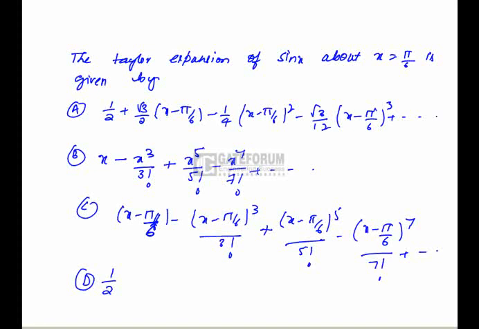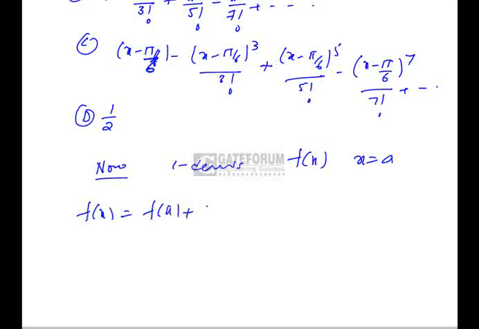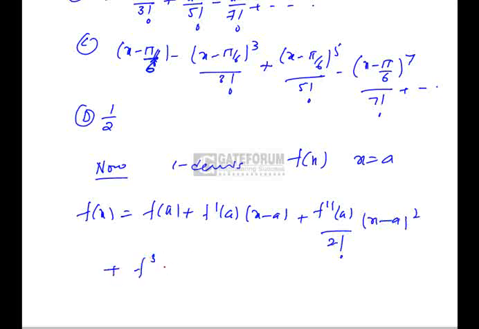Now in this problem, we have to find the Taylor expansion of sin x at x equals pi by 6. Taylor expansion in one dimension, if f of x is any function at x equals a, is given by the formula f of x equals f of a plus f dash a into x minus a plus f double dash a by 2 factorial into x minus a whole square plus triple differentiation of f of a by 3 factorial into x minus a whole cube and so on, up to the nth term.